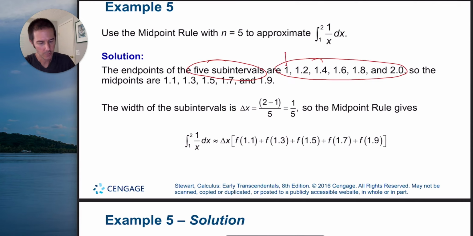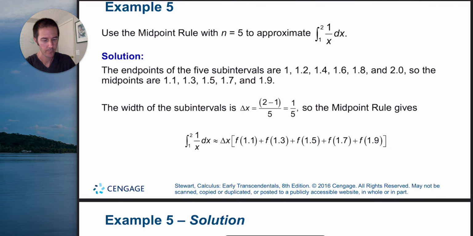The first one, which is your a value, is x sub 0. The midpoint of your first subinterval is 1.1. There it is. And the midpoint of your second subinterval is 1.3. There it is. And so on. So we get these 5 midpoints for our 5 subintervals. The width of each interval is still calculated to be delta x, which is still b minus a divided by n, the number of subintervals. So 2 minus 1 over 5 gives us 1/5.